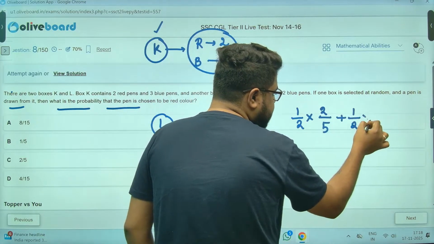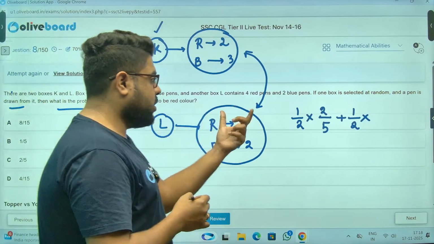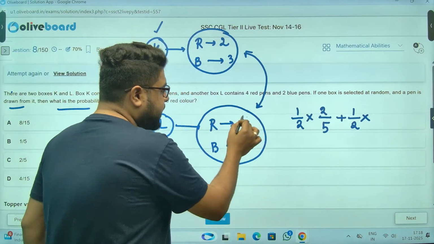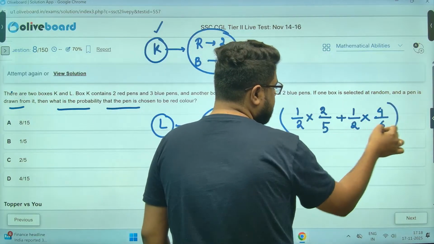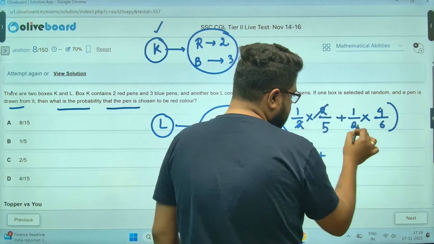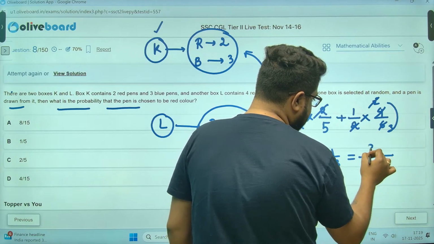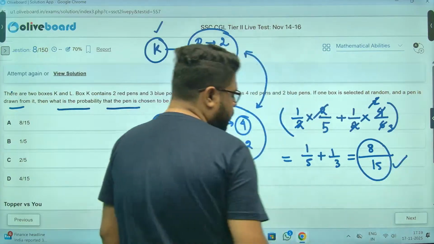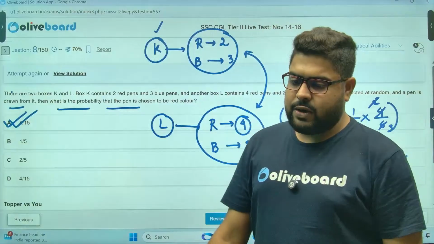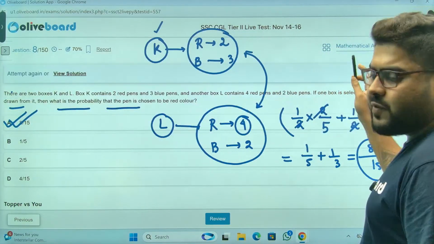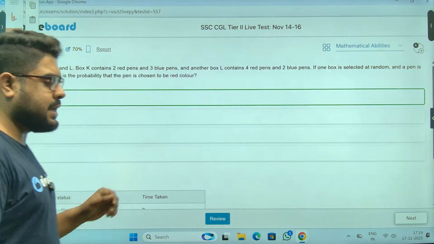Second case, sir, again I'm selecting another box, that is half. Now I've selected box L. Now again I need a red pen, that is 4 out of 4 plus 2, which is 6. Sir, khatam, that's my answer. Half of 2 over 5 is 1/5, plus half of 4 over 6 is 1/3. So the LCM is 15, and 8/15 is my correct answer. Again, option number 1 only, sir. You see, not a very difficult question. I hope this is clear, sir.